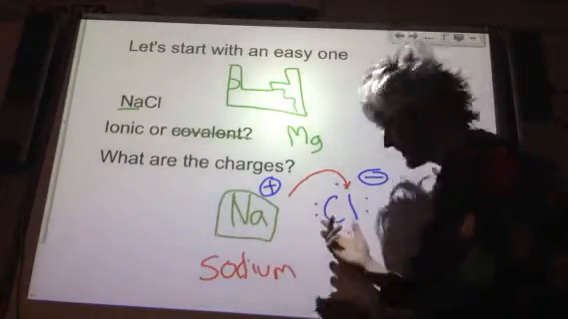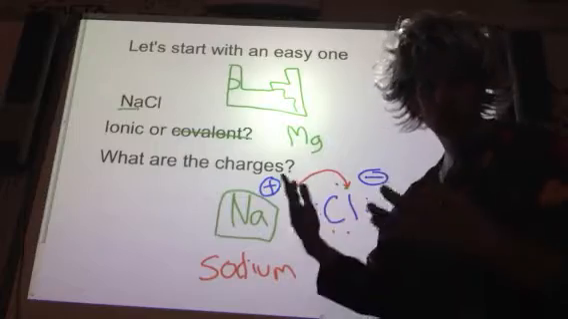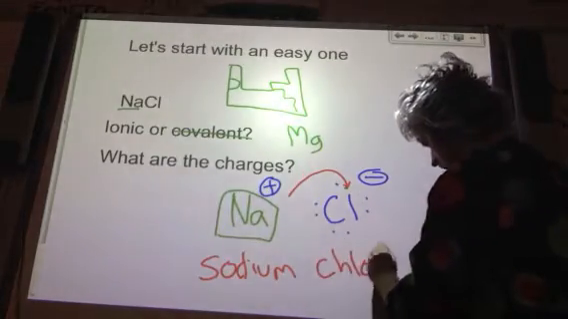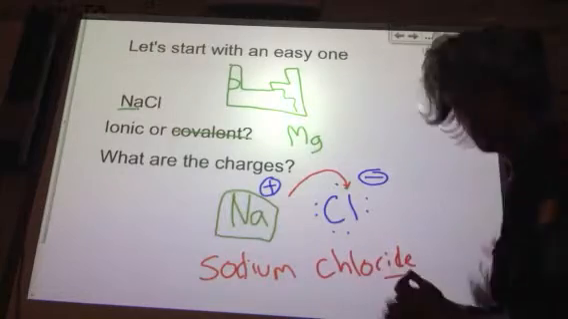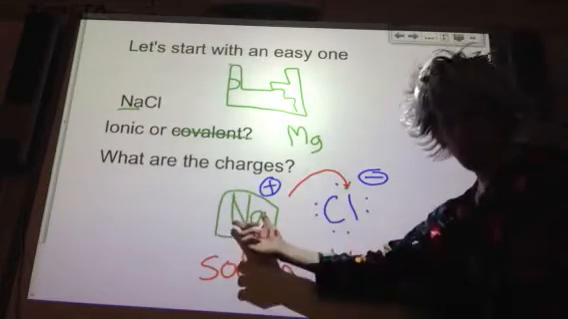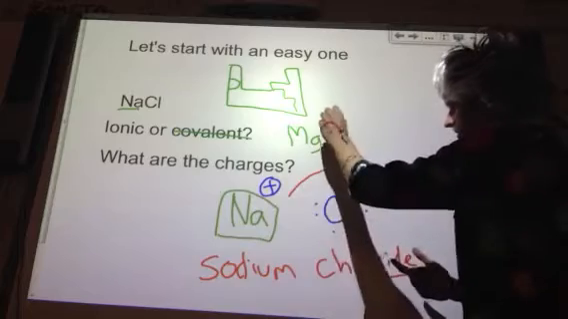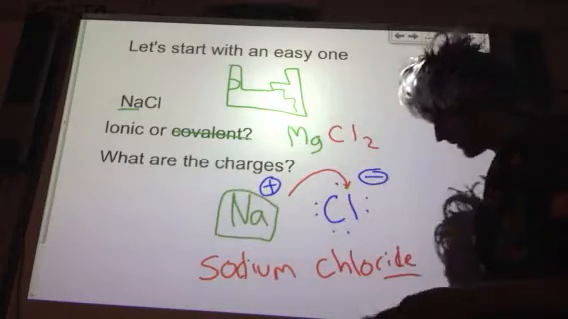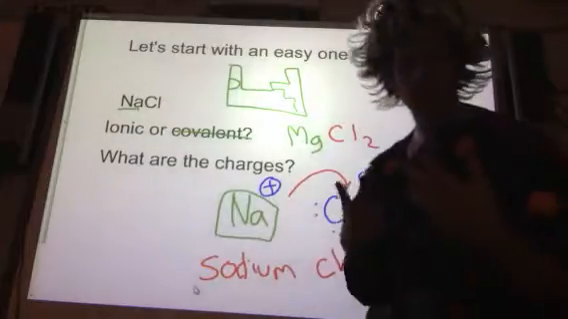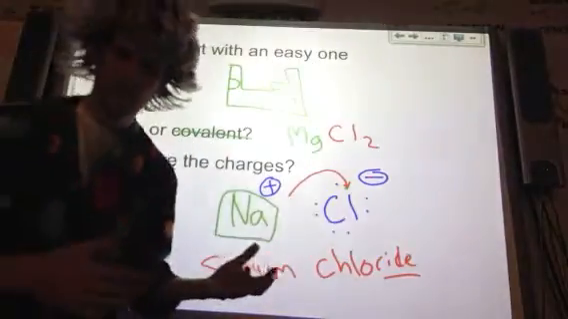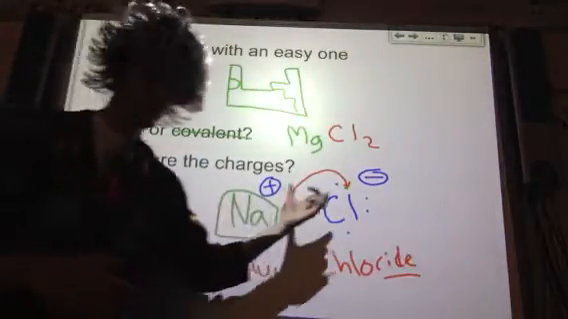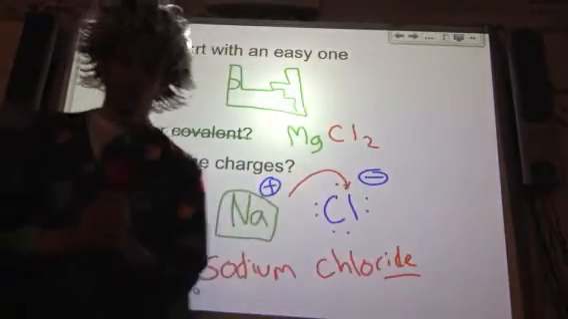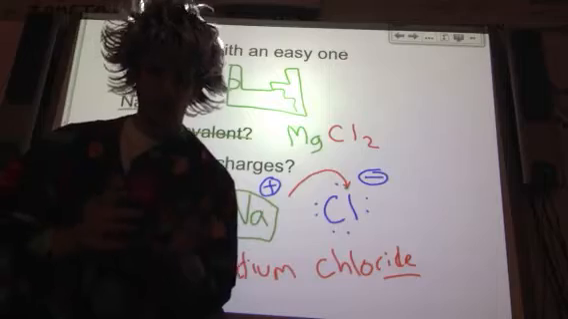So what was this one? Chlorine. Change it to ide. All right, chloride. Done. So this is sodium chloride. This was magnesium chloride. Now wait a second here. There's a problem here. This one is a NaCl. This one's MgCl2. Huh. Interesting.